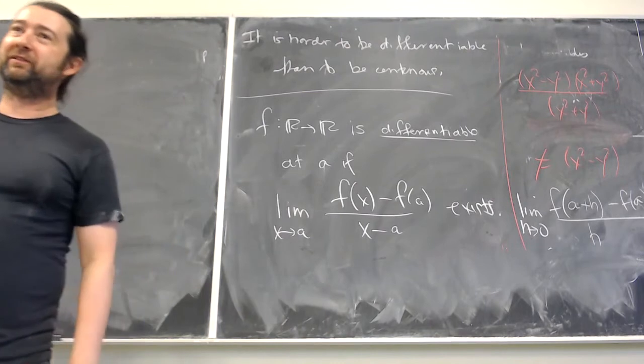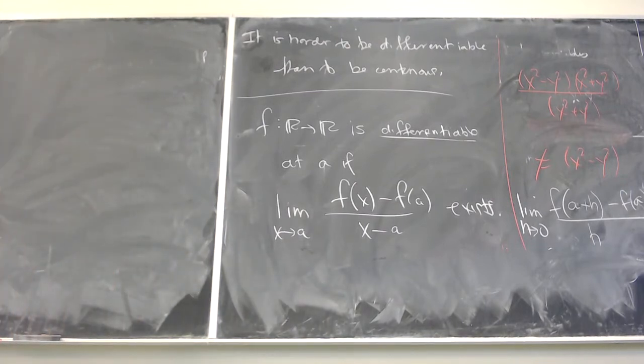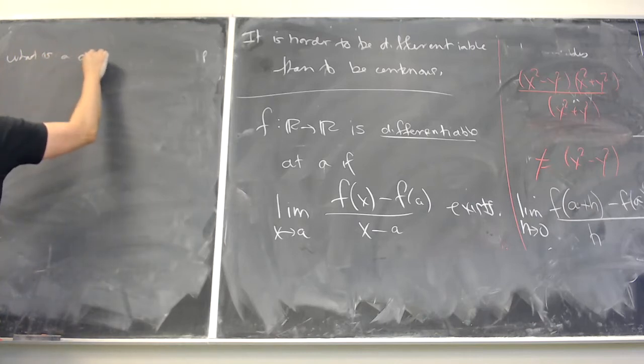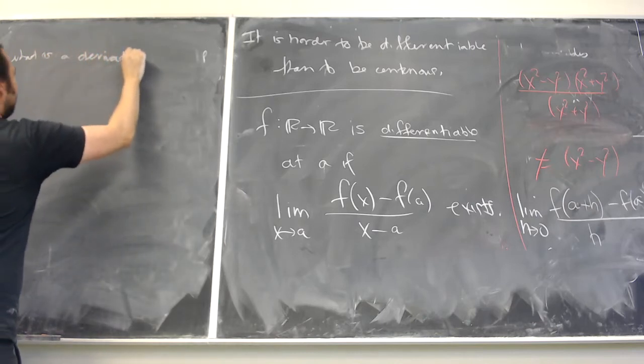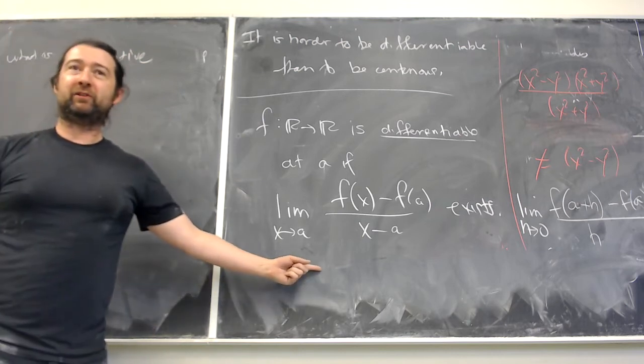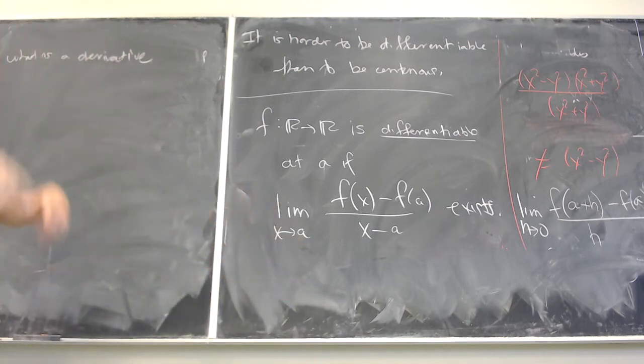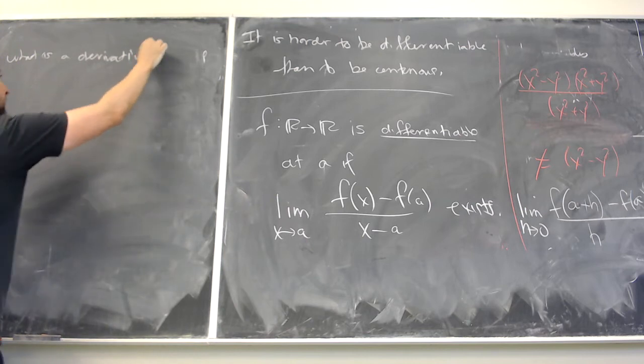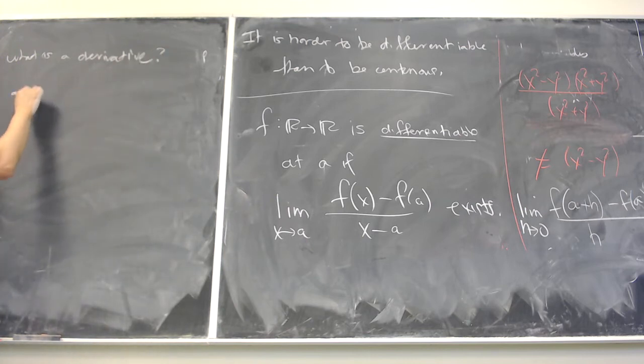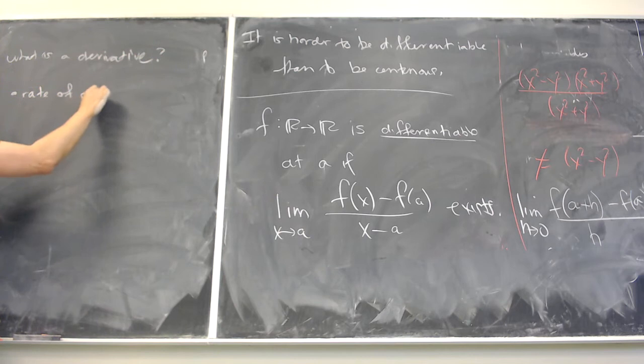What is a derivative? Change of something, rate of change. Okay, so here's what we started with. What is a derivative? One answer is a derivative is literally whatever this limit happens to be, right? But your interpretation, so far we have, what is a derivative? I've heard rate of change twice. What else is a derivative?